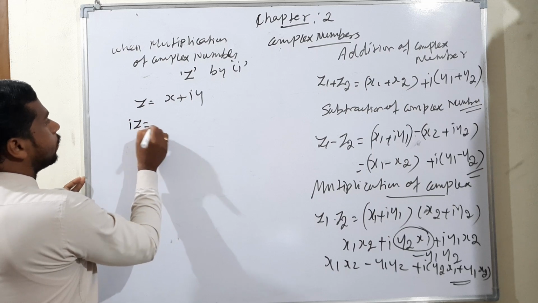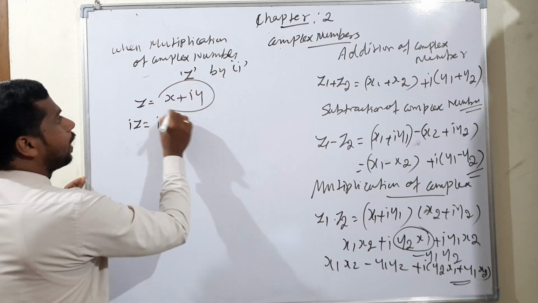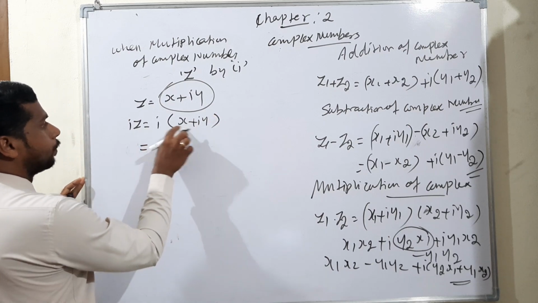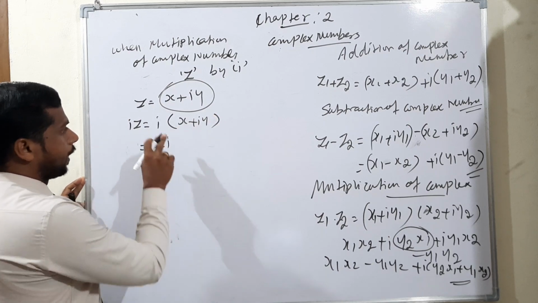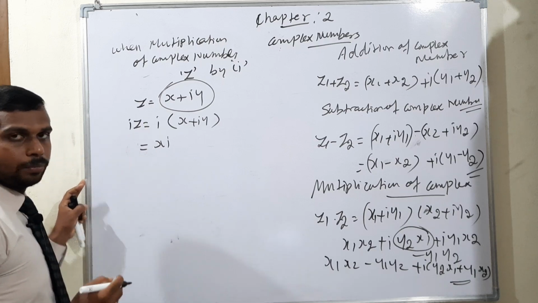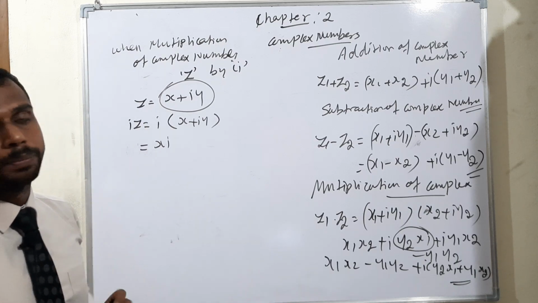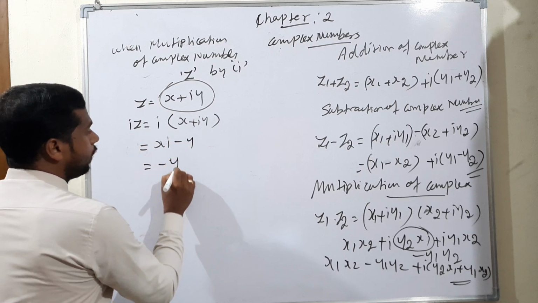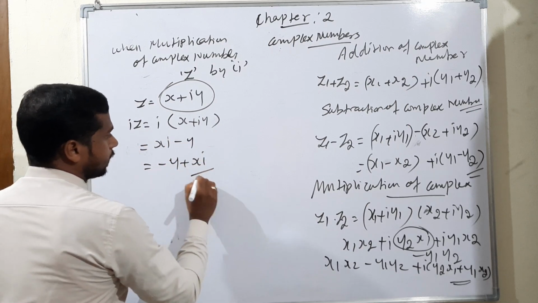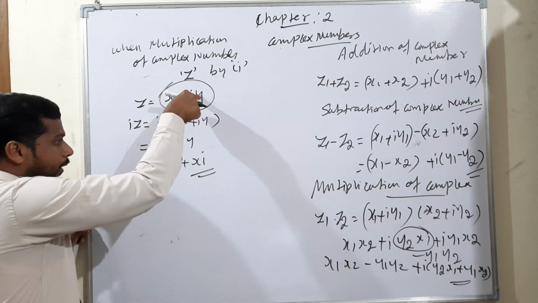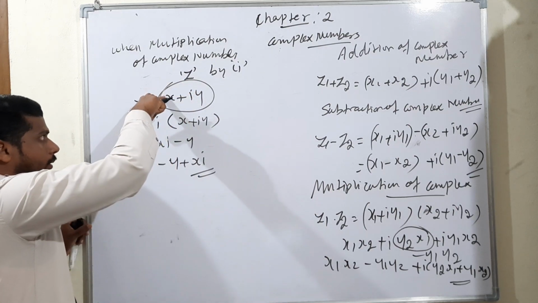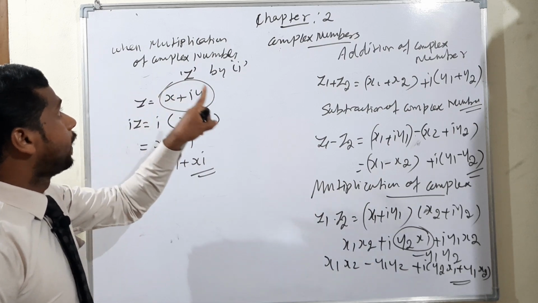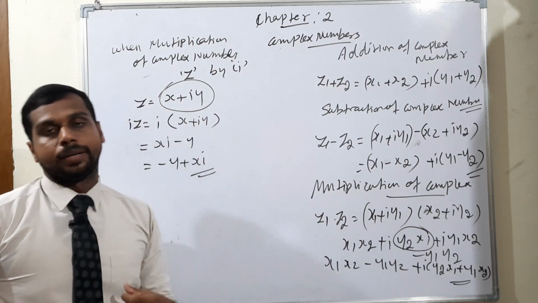So i into Z, what will happen? Each and every term is multiplied with i. So x plus iy, if you remove the bracket, x into i is xi, i into i is i square. I square means the value will be minus 1, one of the important points. We can write minus 1. Therefore, the answer will be minus y plus xi. See, so imaginary becomes real, real becomes imaginary. That is what happens when a complex number is multiplied by i.